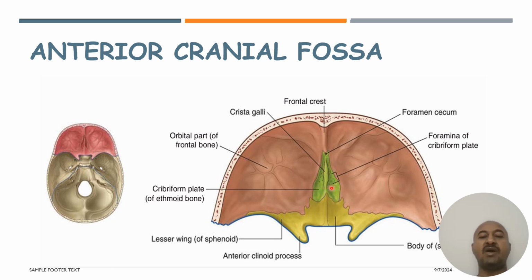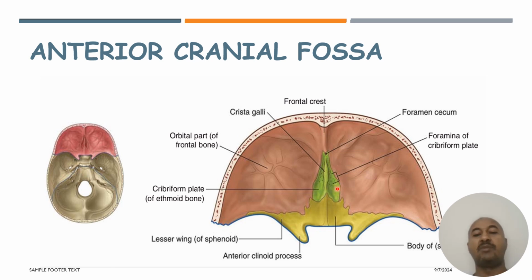On the sides here we have lots of openings, as you see. These openings are called the cribriform plate of the ethmoid bone, and these openings allow the passage of the olfactory nerve, which is the first cranial nerve.